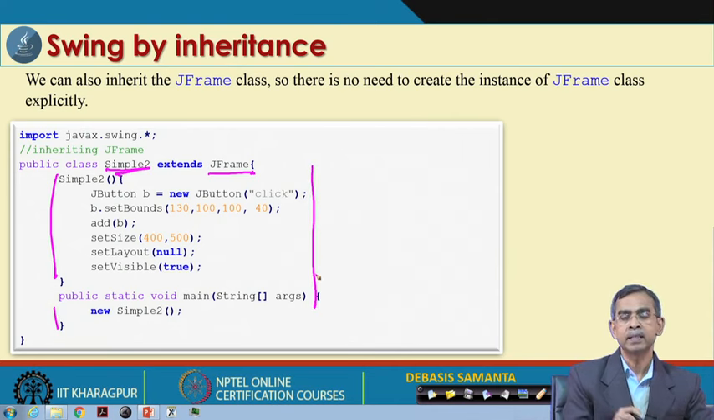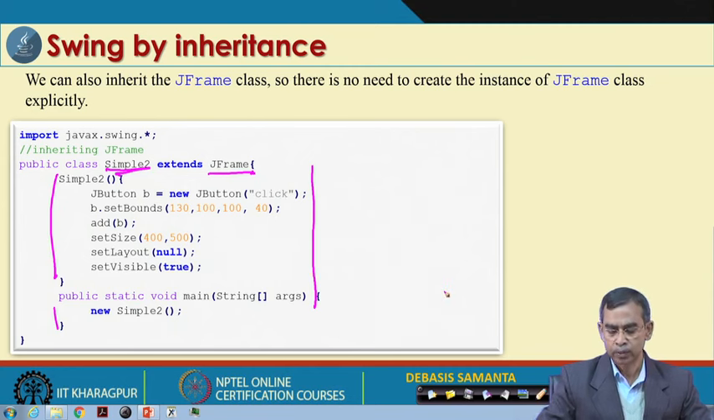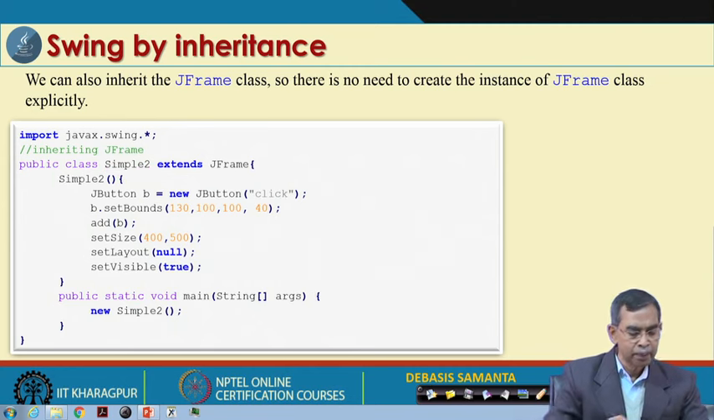Basically, if you inherit a frame, the program is limited to only the frame. But in the previous example, you can create a frame, you can add it, you can create maybe a panel, and you can add something into that panel or something else. So, whatever way you want to have it, you can do it. These are the different ways that we will follow.